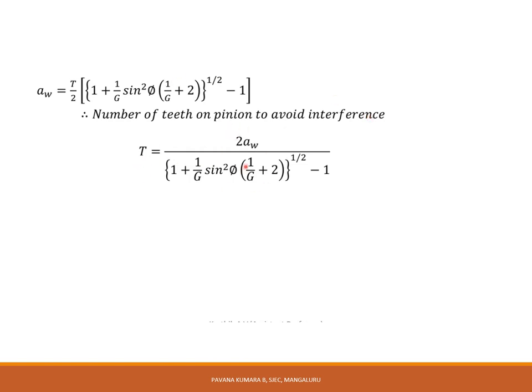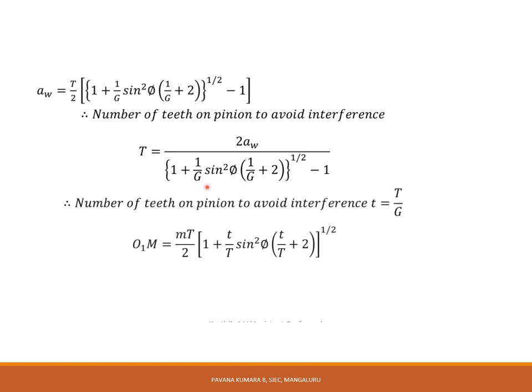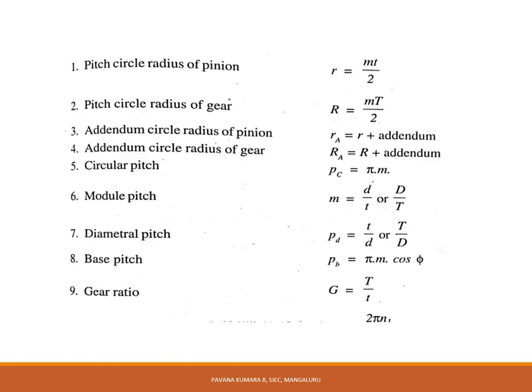Find out capital T, this is the expression. Rearranging this equation you will get this equation. So 2 into AW divided by, the entire equation goes to the denominator, then you can easily find out capital T, the number of teeth on pinion to avoid the interference. So that is nothing but capital G is equal to capital T divided by small t. So from that expression you can determine small t also.